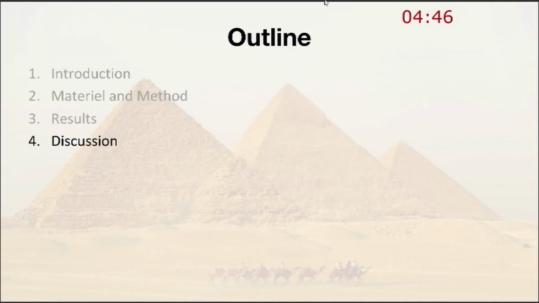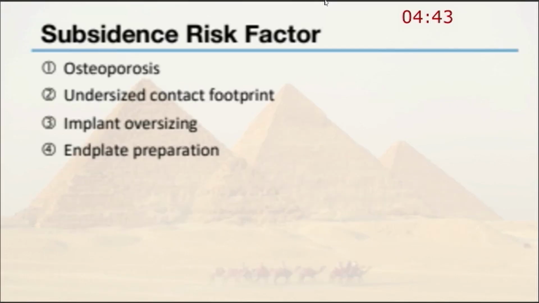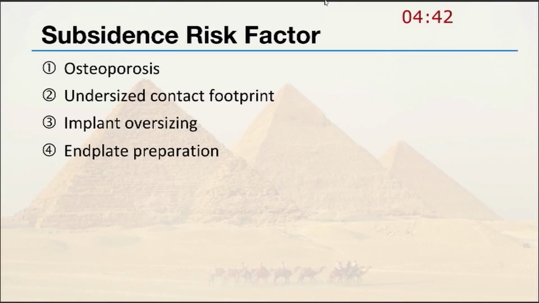And finally, we'll end with the discussion part. In the discussion, we go over some potential risk factors for implant subsidence, such as osteoporosis, undersized implant footprint, implant oversizing, and implant preparation.